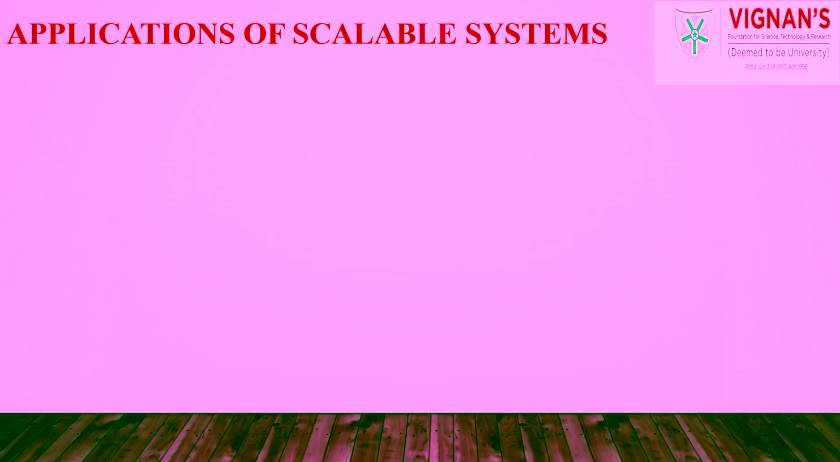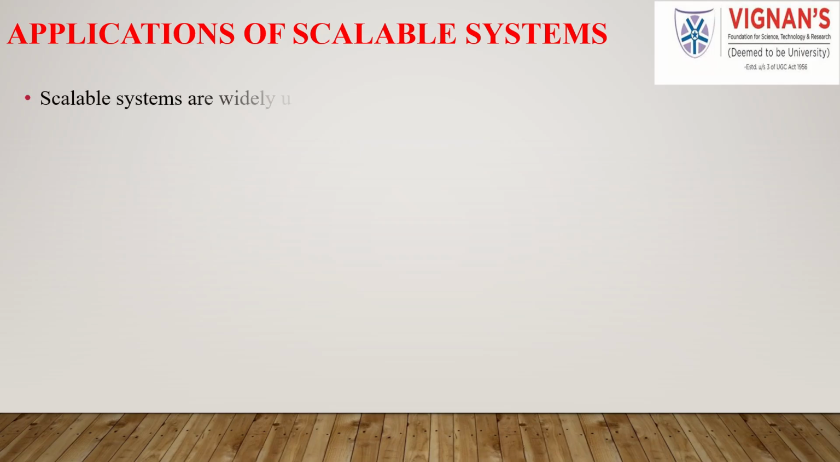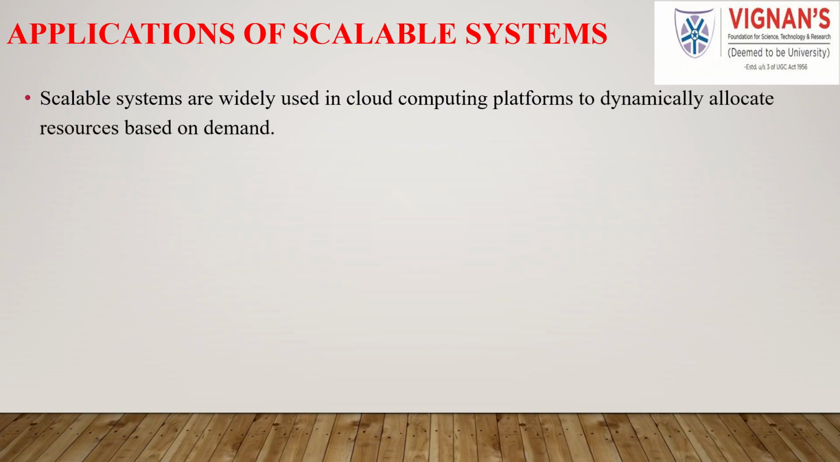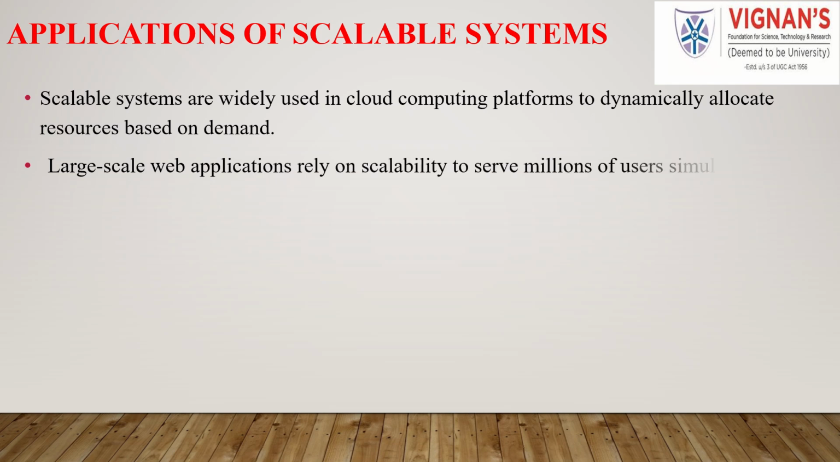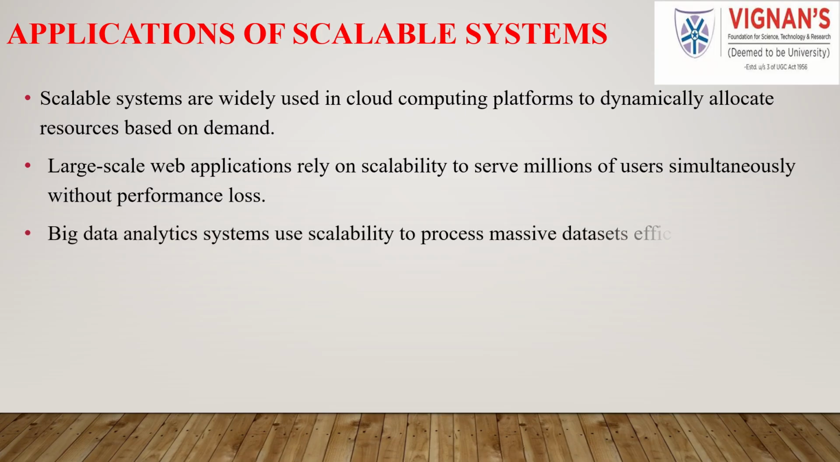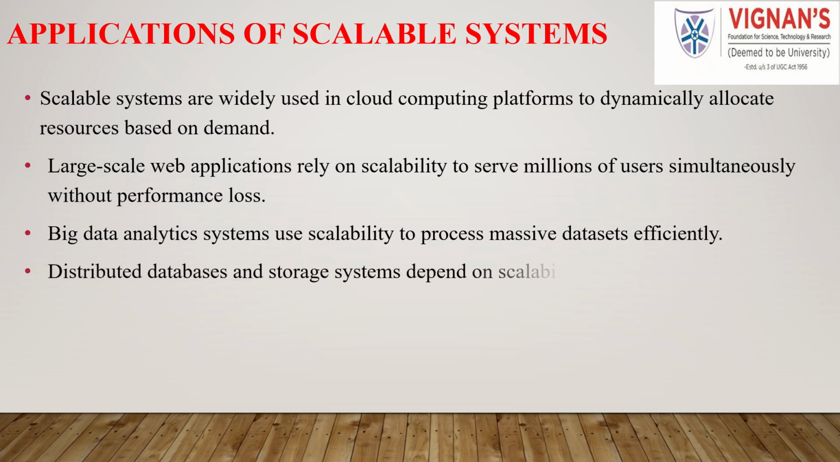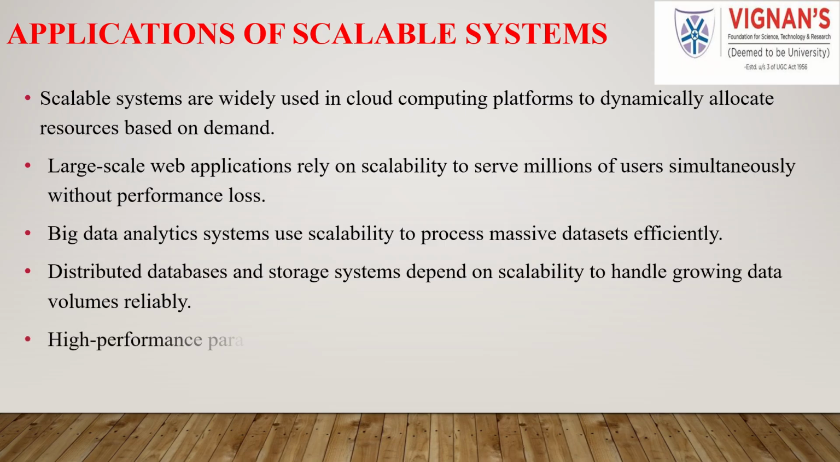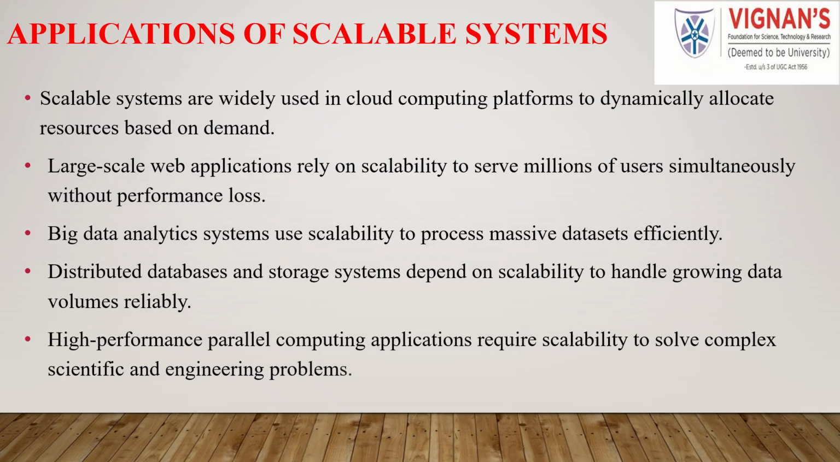Applications of scalable systems. Scalable systems are widely used in cloud computing platforms to dynamically allocate resources based on demand. Large-scale web applications rely on scalability to serve millions of users simultaneously without performance loss. Big data analytics systems use scalability to process massive datasets efficiently. Distributed databases and storage systems depend on scalability to handle growing data volumes reliably. High-performance parallel computing applications require scalability to solve complex scientific and engineering problems.